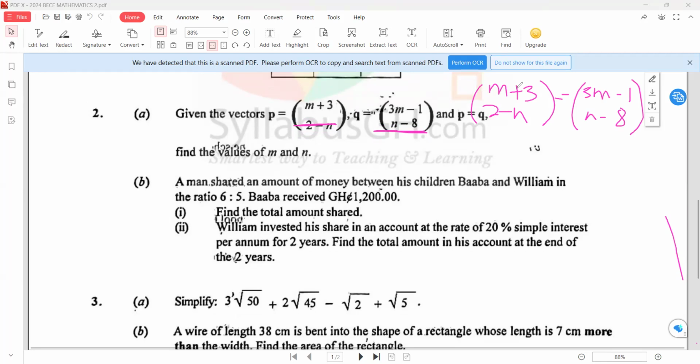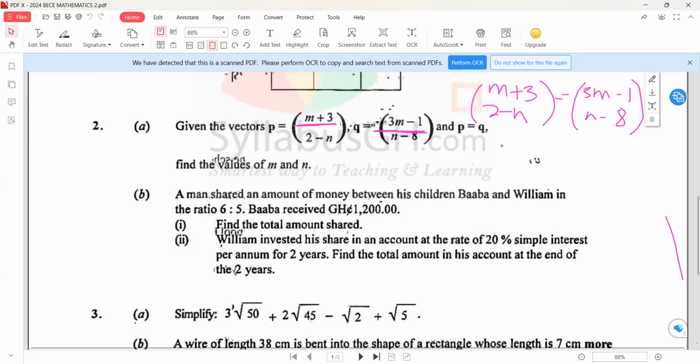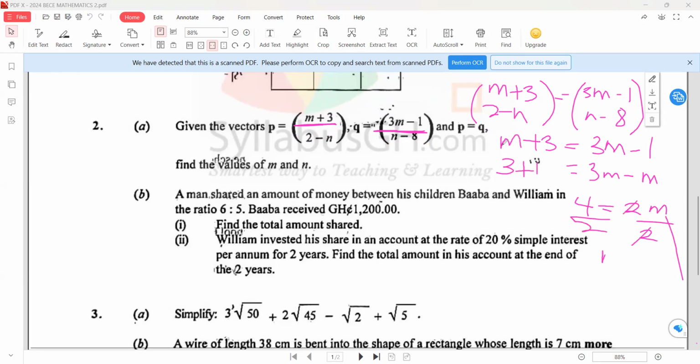And if two vectors are equal, then the concept is that their x components are equal, likewise their y components. So we can say that m plus 3 should be equal to 3m minus 1. So 3 plus 1 is 3m minus m. So 4 should be 2m. Divide both sides by 2, and m gives you the result 2.